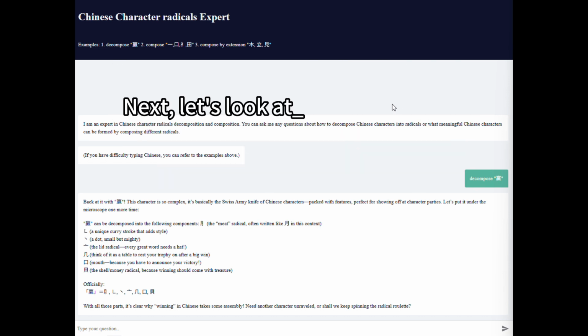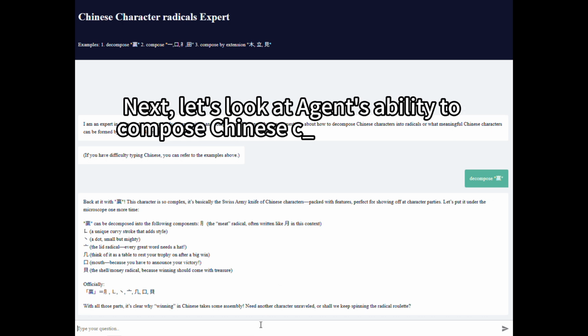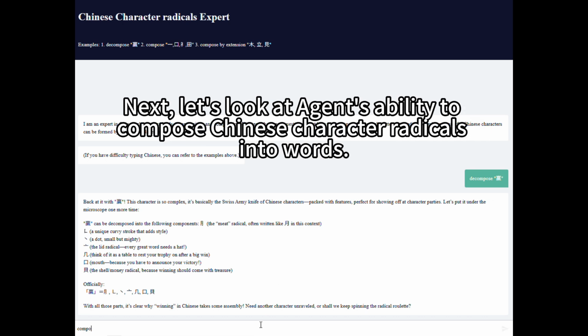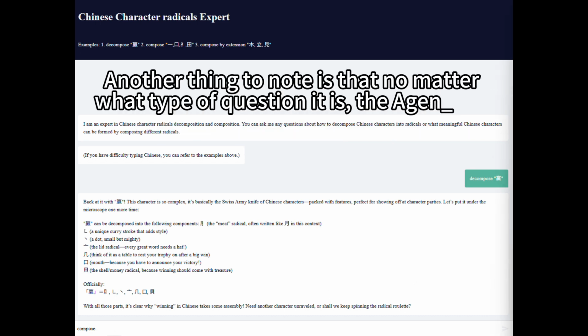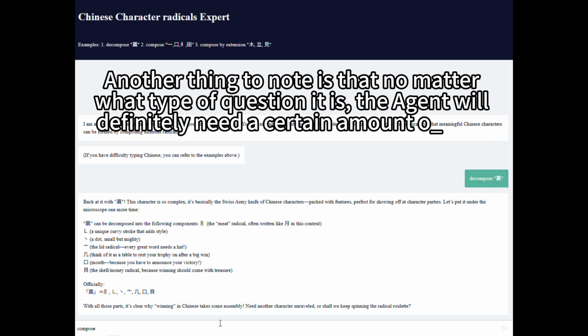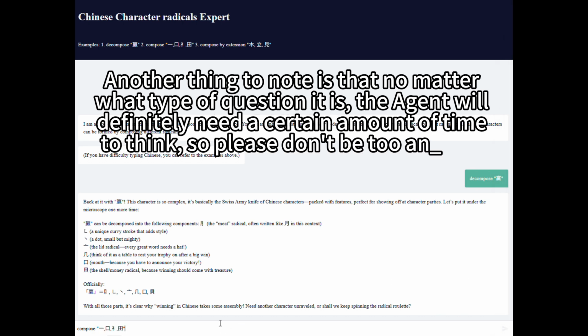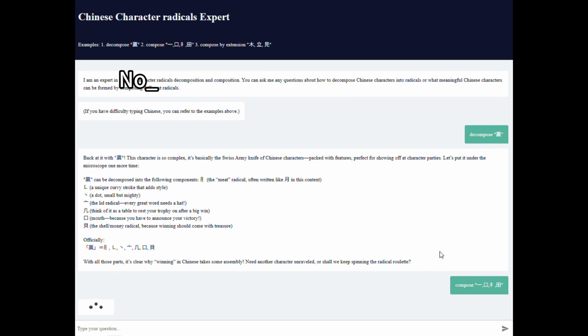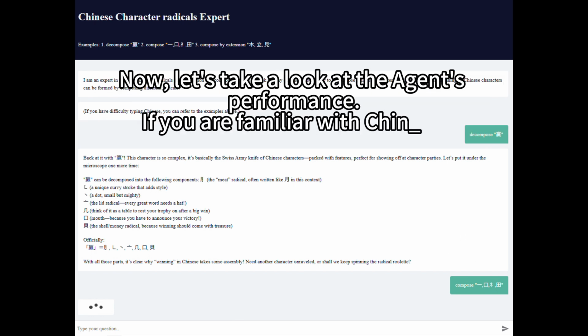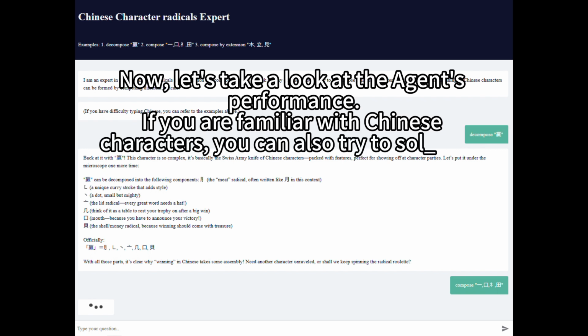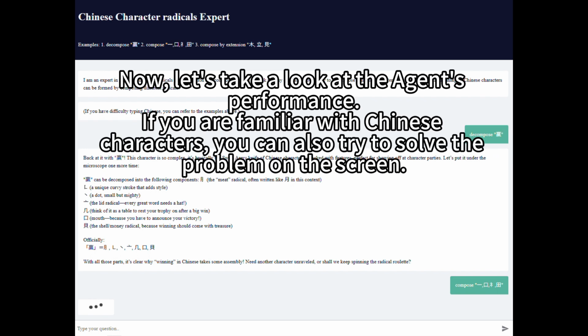Next, let's look at the agent's ability to compose Chinese character radicals into words. Another thing to note is that no matter what type of question it is, the agent will definitely need a certain amount of time to think, so please don't be too anxious. Now, let's take a look at the agent's performance. If you are familiar with Chinese characters, you can also try to solve the problem on the screen.